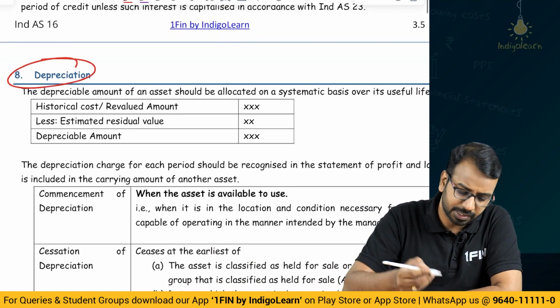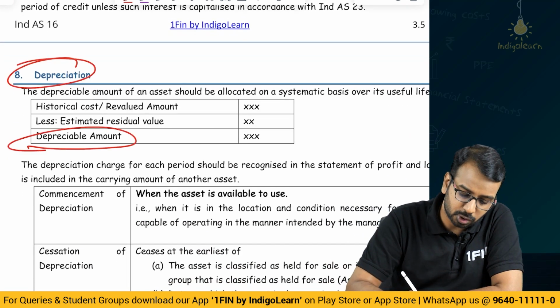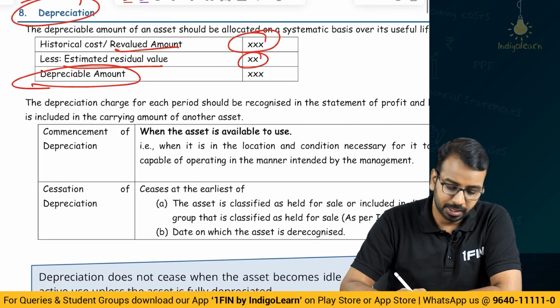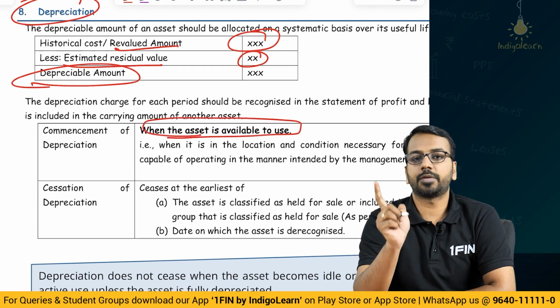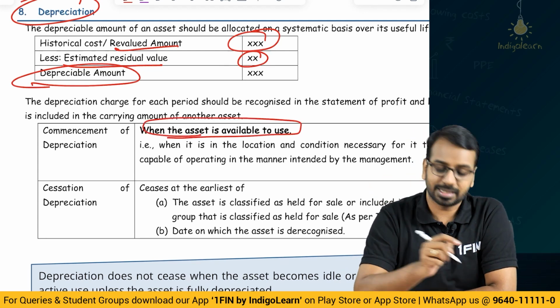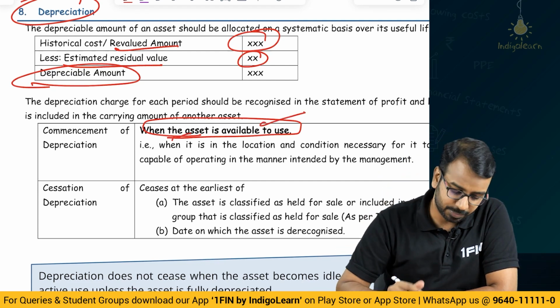Then comes depreciation, very simple. So depreciation is calculated based on the depreciable amount, that is your cost or revalued amount minus the estimated residual value. When should we start depreciation? When the asset is available for use, not when the entity starts using the asset. When the asset is available for use, on that date you should start charging depreciation.